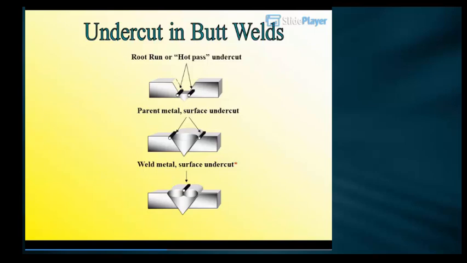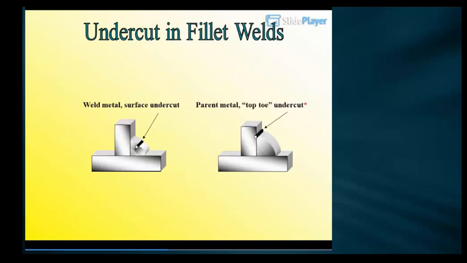Undercut in butt welds. Root run or hot pass undercut. Parent metal, surface undercut. Weld metal, surface undercut. Parent metal, top toe undercut. Undercut in fillet welds. Weld metal, surface undercut. Parent metal, top toe undercut.